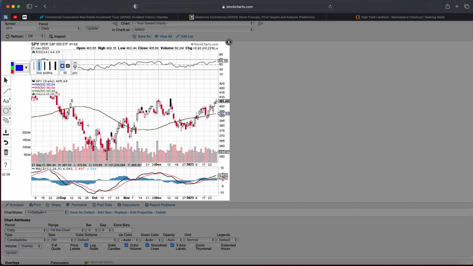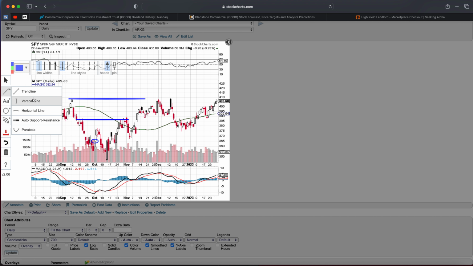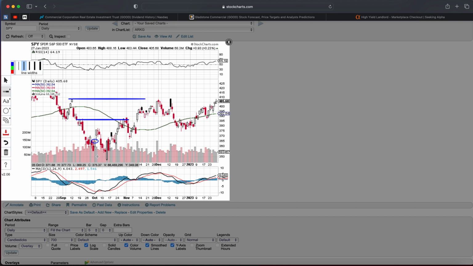So we're just going to use this random day as an example. Here's your entry. Here's a target. Boom. Here's another target. Boom. Now you need a stop loss, right? If the price goes to this level, you're out. Boom. You could put this stop loss here.